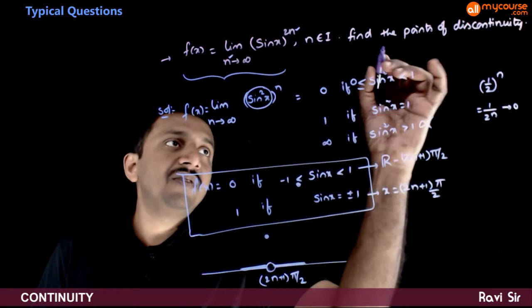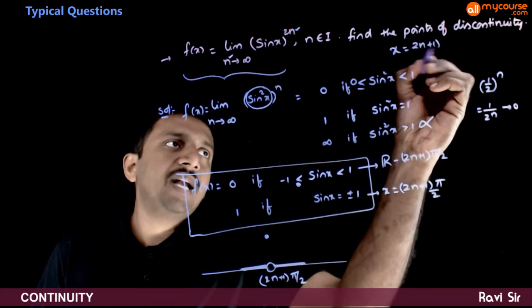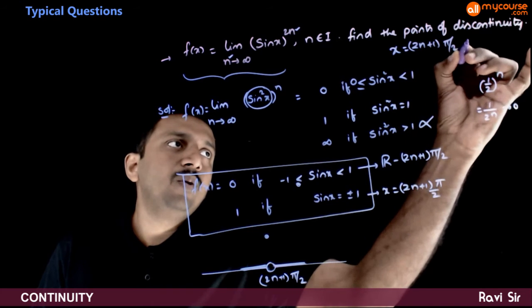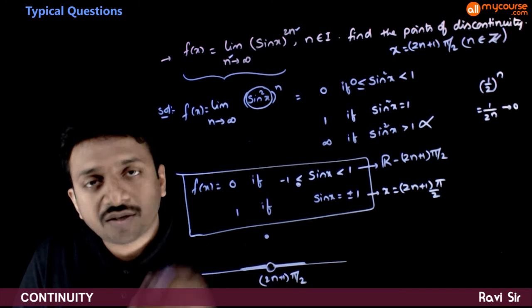So what are the points of discontinuity? x is equal to (2n plus 1) times pi by 2, where n belongs to integers. So that is the answer to this question.